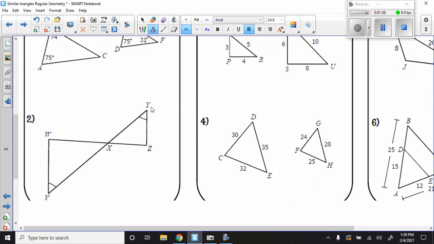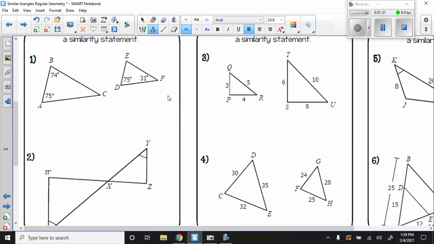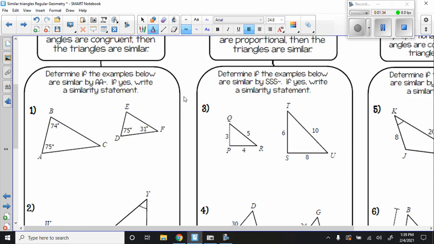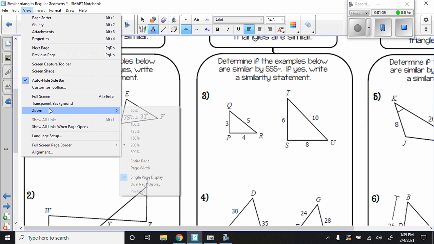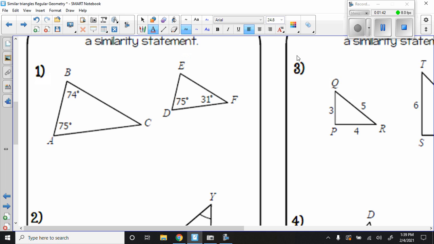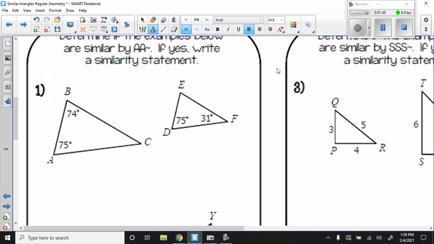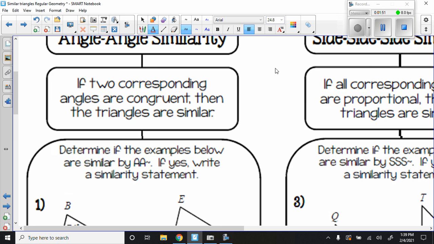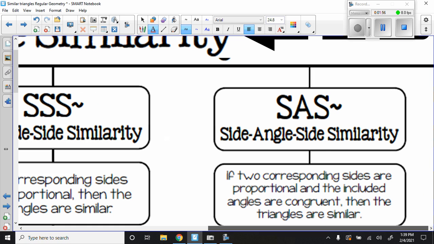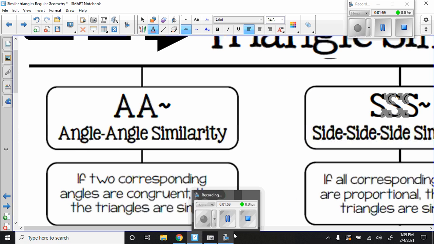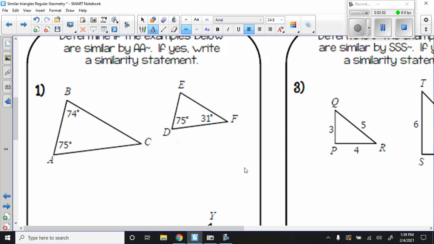So look at these 2 examples in the boxes underneath, or AA. Let me zoom in. So number 1, if it gives us all angles, we're not interested in the other 2 methods. There's a side, side, side and an SAS. If it gives us angles only, we're not even considering SSS or SAS. We're only focused on AA.